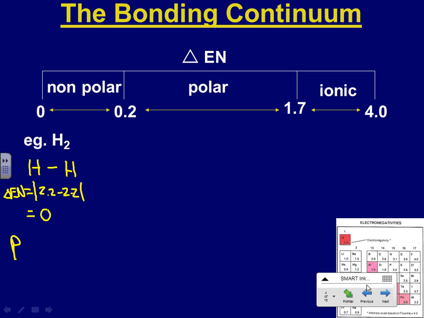We actually have a special name for this one. This is a pure covalent bond. When identical atoms are bonded, it's pure, it's perfect sharing. Okay? Let's do another example. HCl.